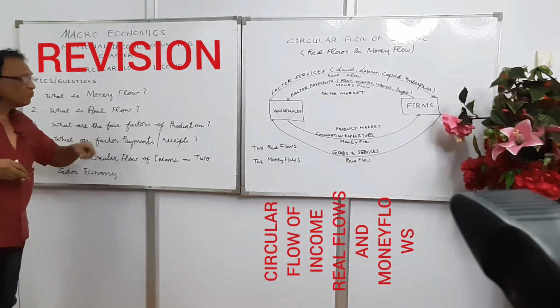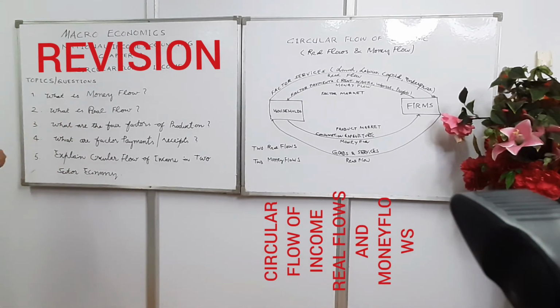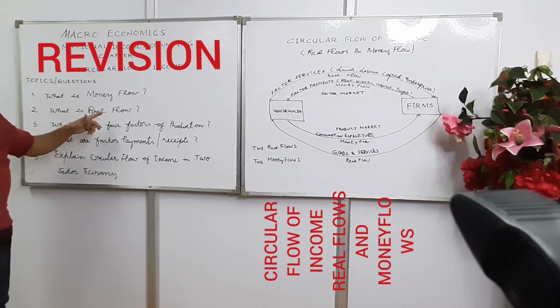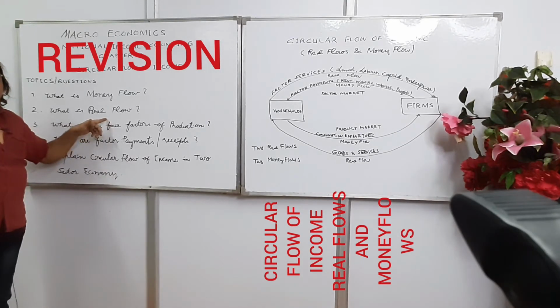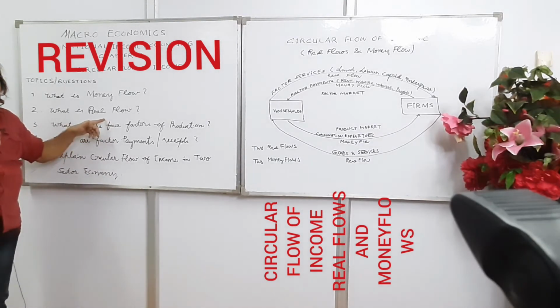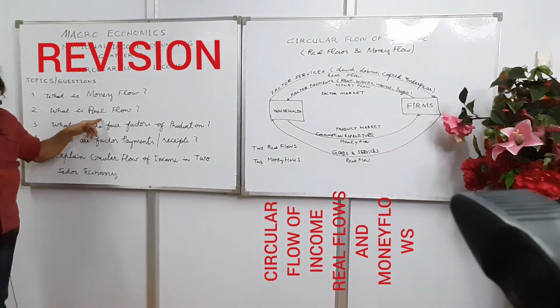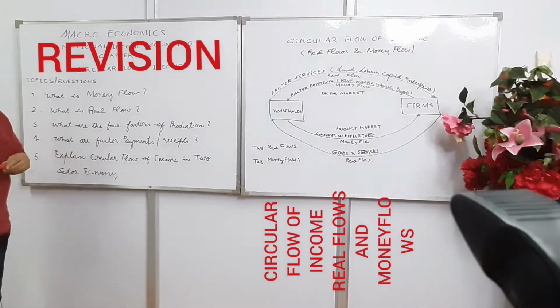What is real flow? Real flow is not in terms of money, it is in terms of goods and services from one sector to the other sector. Flow of goods and services from one sector to the other sector. For example, when the households provide 4 factors of production, we say real flow is taking place from households to the firms. When the firms give goods and services to the households, again the real flow is taking place.